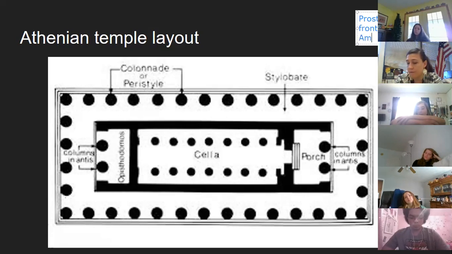Then we have amphistyle, and amphi means both. So think amphibians that can live in both the water and on the land. And we have columns in the front and the back, but not around the sides. And then we have peristyle, where the columns are all around the whole building, which is what we're seeing here.